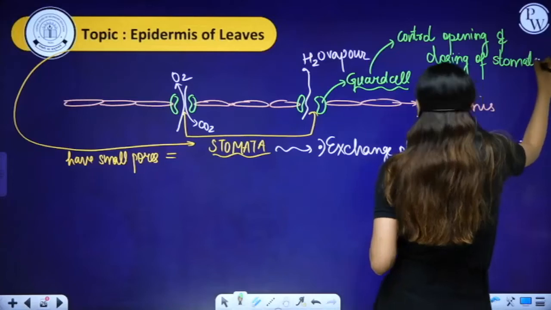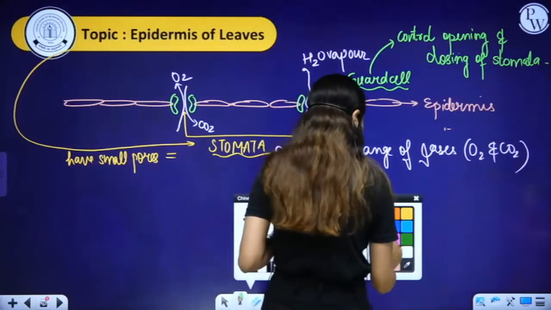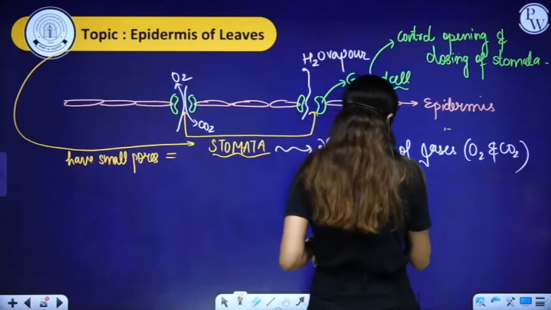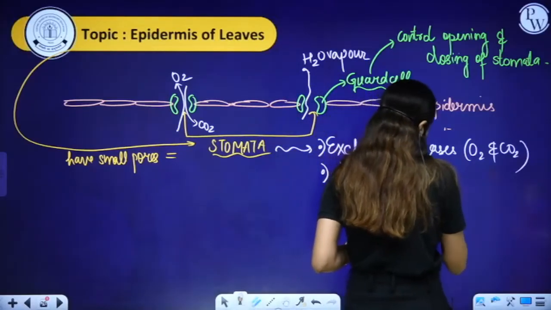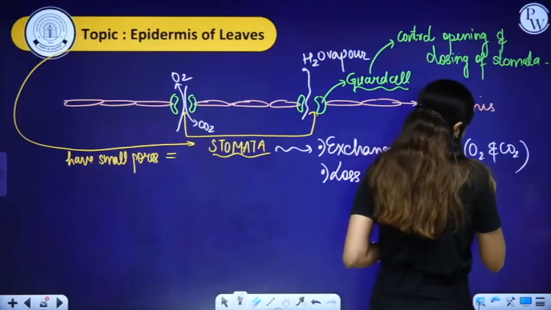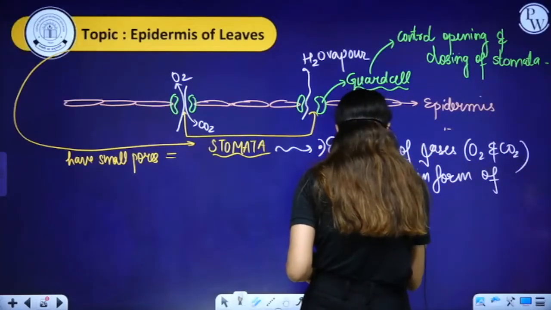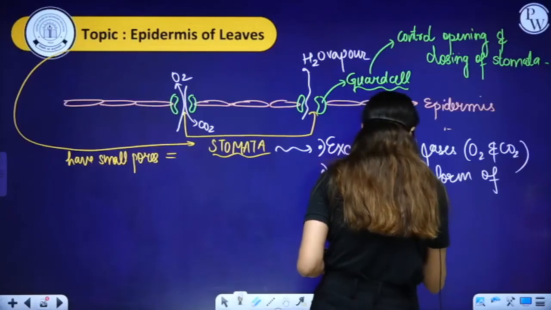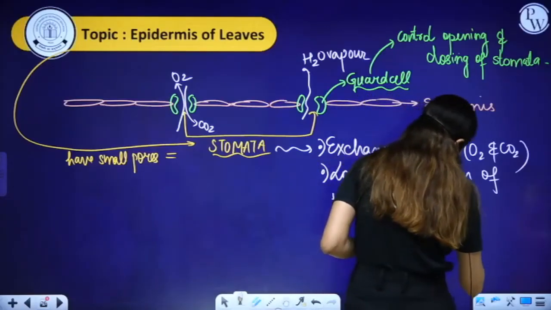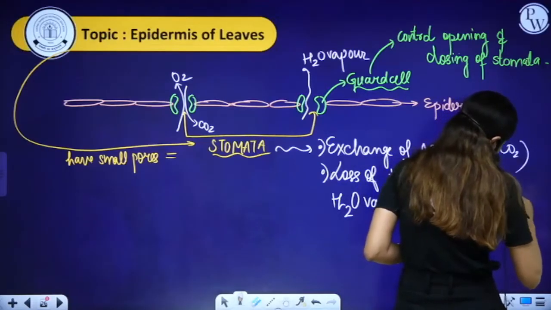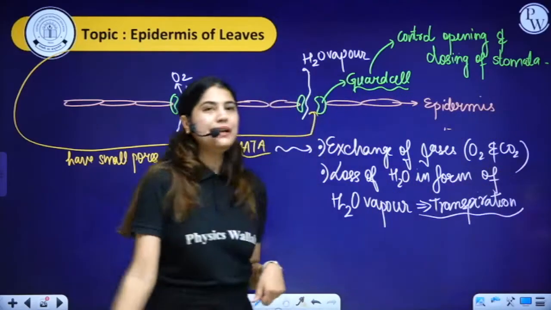And the other function of stomata, we can mention the loss of water in the form of water vapor. And this process is called transpiration. Yes. So that was about the epidermis of the leaves.